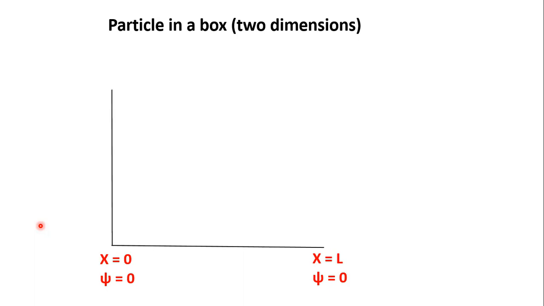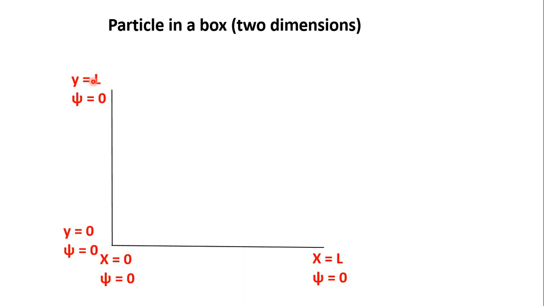Next we have the y-axis, and it has two boundaries. One is y is equal to 0 and the other is y is equal to L. At the boundaries the particle cannot be found, and so at y is equal to 0, the value of psi is equal to 0, and at y is equal to L, the value of psi is equal to 0.